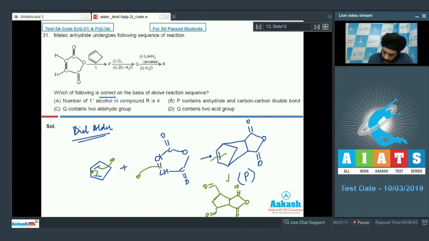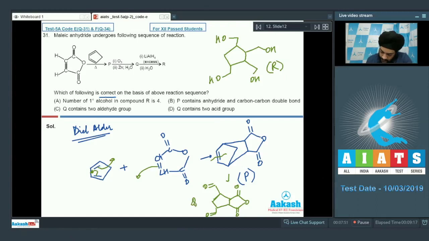Now this is subjected to reaction with LiAlH4 in excess. So the LiAlH4 in excess is going to convert this into alcohols, and the LiAlH4 is also going to convert this anhydride into corresponding alcohols. So this is going to lead to the formation of this structure at the end. So students, this is the product R which is formed.